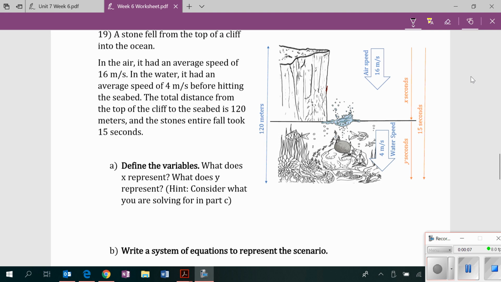We didn't get to the word problem in our Zoom class today, so I'm making a video so that we can walk through part of it.